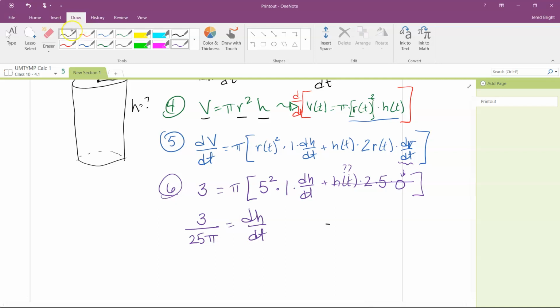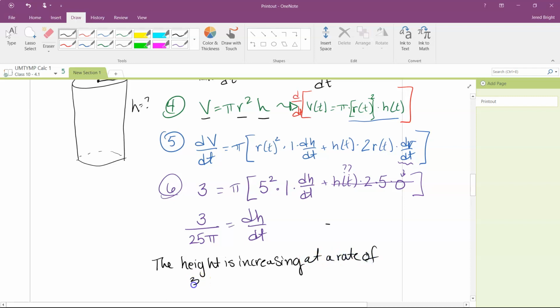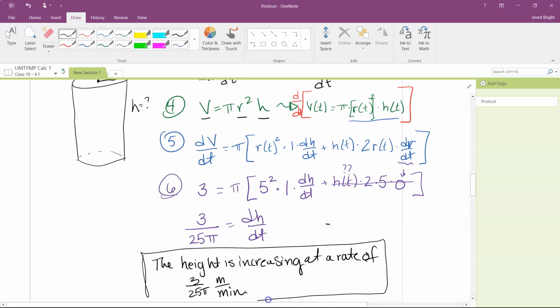All right, so this is a problem in context, so you should respond in context. So I'm going to say the height of water, if you wanted to be specific, the height of water in the cylinder is increasing at a rate of 3 over 25 pi meters per minute. Okay, so this is the entire exercise.